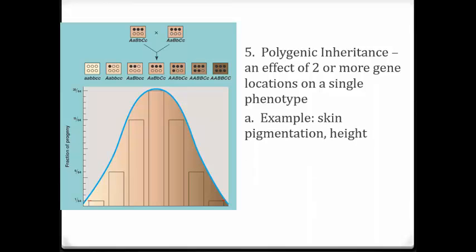You have some people that are way up here at, like, maybe 8 foot, 9 foot, and you have some that are very, very short. But then you also have this whole spectrum in between, kind of an average height there in the middle would have the most people, and so on either side. So polygenic inheritance we won't be doing any Punnett squares for, but I do know that it is mentioned on your test, and that you do need to know at least what polygenic inheritance is.